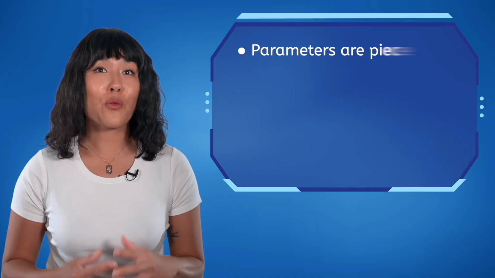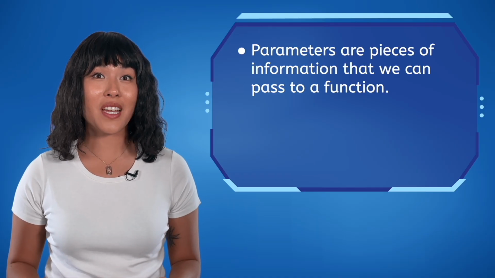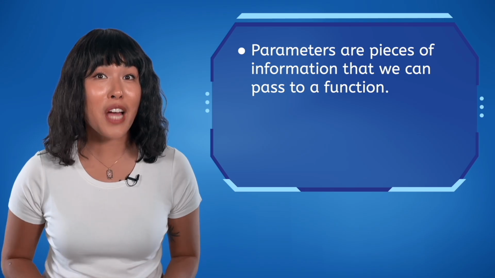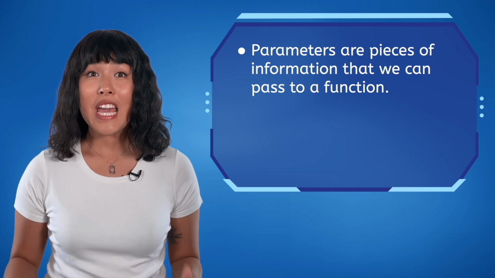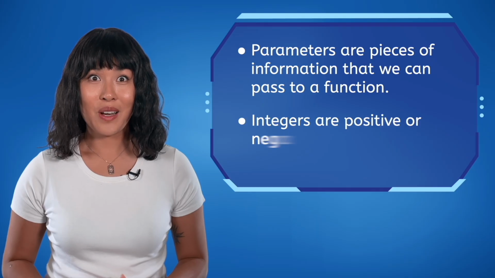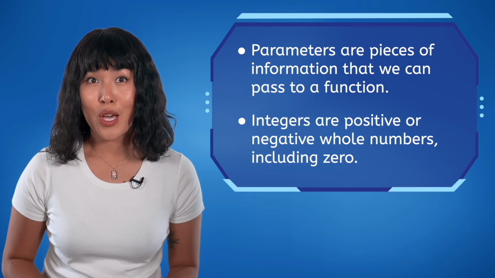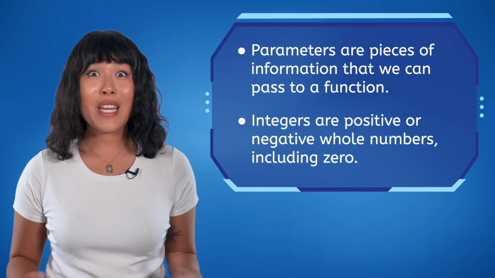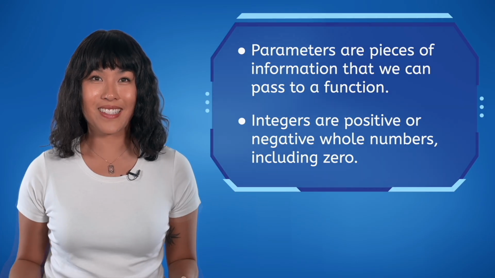Now we've learned that parameters are pieces of information that we can pass to a function. They often reduce the amount of times you would need to call a function if you didn't use parameters. We also learned about integers, which are positive or negative whole numbers, including 0. We can use those as parameters. Be sure to complete the programming tasks, practice questions, and extension activities before moving on to the next lesson.